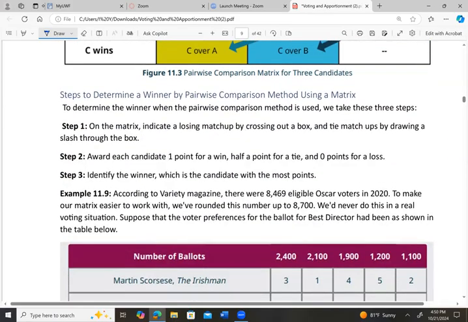So, steps to determine a winner by the pairwise comparison method using the matrix. On the matrix, indicate a losing matchup by crossing out a box and tie matchups by drawing a slash through the box. Award each candidate 1 point for a win, half a point for a tie, and 0 points for a loss. Identify the winner, which is the candidate with the most points.